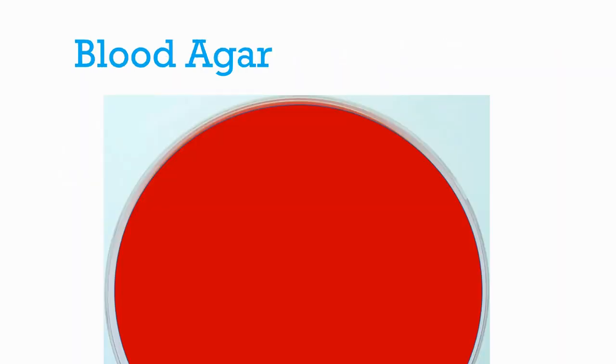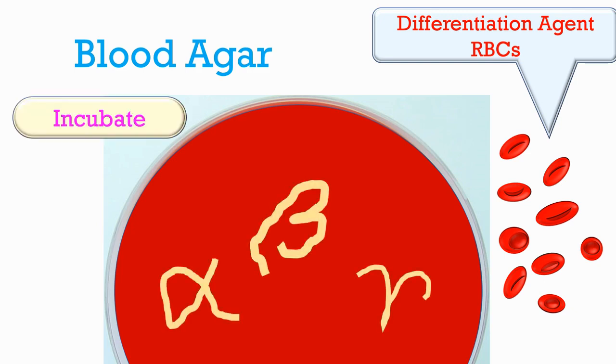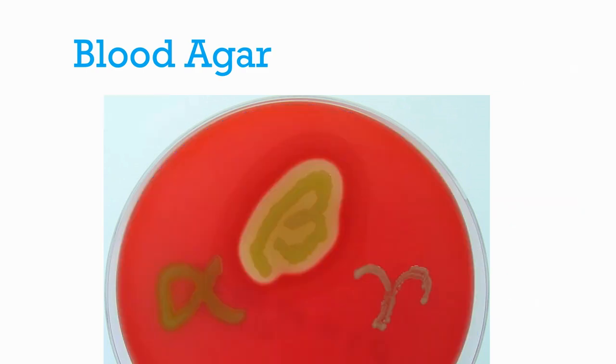Beginning with the blood agar. The agent of differentiation is red blood cells. After inoculation of blood agar, it is kept for overnight incubation. Difference is created by three types of variation in the hemolysis pattern produced by the bacteria.